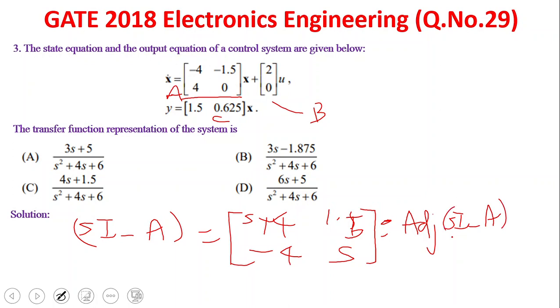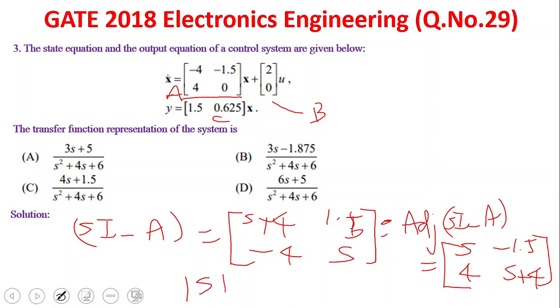So how do we find the adjoint of sI minus A for a 2 by 2 matrix? Interchange the diagonal elements, then change the signs of the off-diagonal elements. That's all. That is what I have done. Therefore, by this rule, we can easily find the inverse.